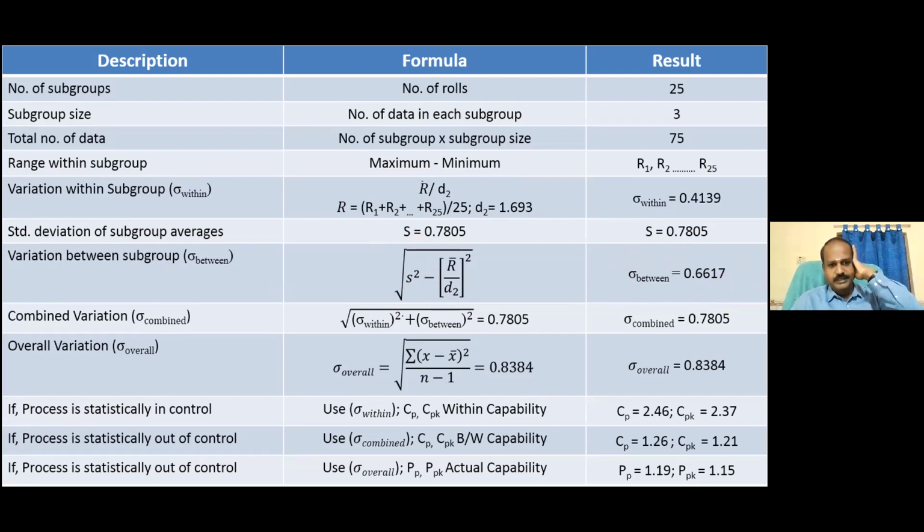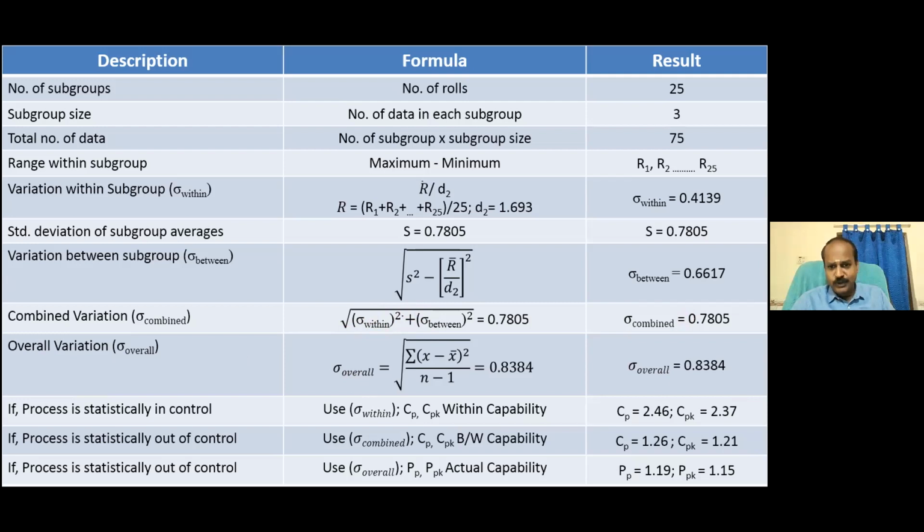Now I calculate combined variation. What is combined variation? Within and between I will combine. How to combine sigma? I square, add, take the square root. Now sigma combined is available. Now overall standard deviation. What is overall standard deviation? Totally how much data do I have? 75. Can you use all 75 and calculate a standard deviation? Yes. That is called overall standard deviation.